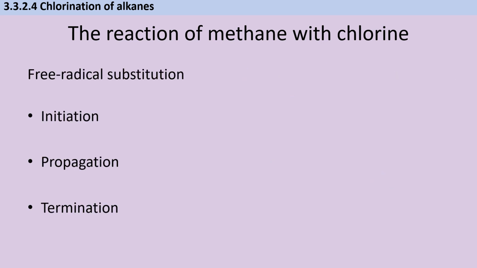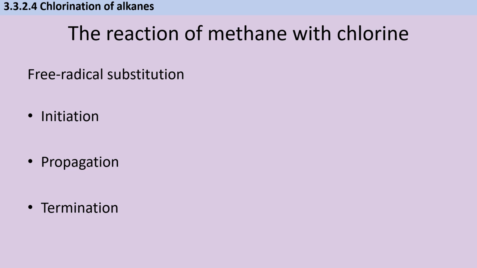The mechanism for this reaction is free radical substitution. In other words, that species with the unpaired electron is going to come in and take the place of one of the hydrogens in this methane. So there are 3 parts to this reaction. There are going to be slightly more than 3 equations, but basically we're breaking the whole reaction down into 3 bits. So the first part is called initiation.